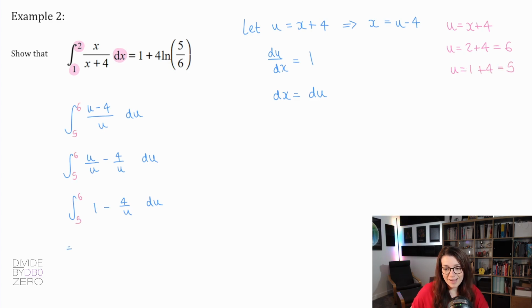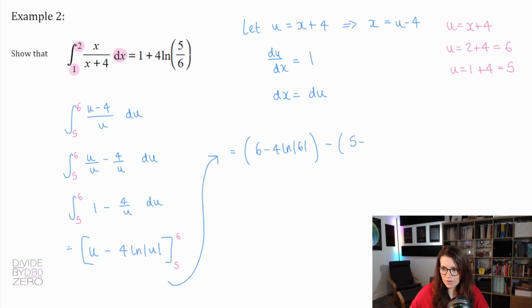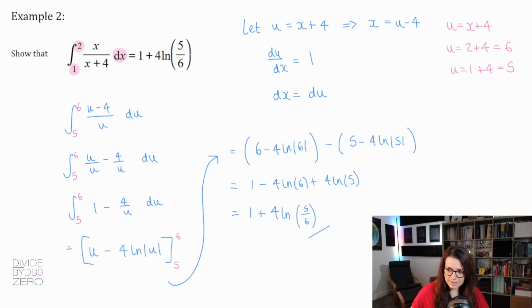We can then go ahead and actually integrate this. That would be u take away 4 ln u with the limits of 5 and 6. And then we just evaluate this integral as we normally do. So that will be 6 minus 4 ln 6 minus 5 minus 4 ln 5. If you tidy this up, you get 1 minus 4 ln 6 plus 4 ln 5, which then if we think about our log laws will simplify to 1 plus 4 ln 5 over 6 as required.